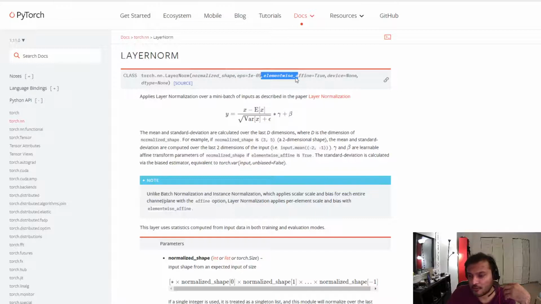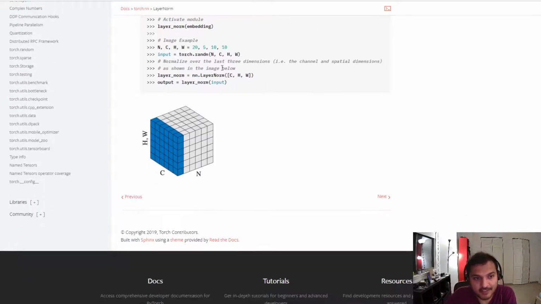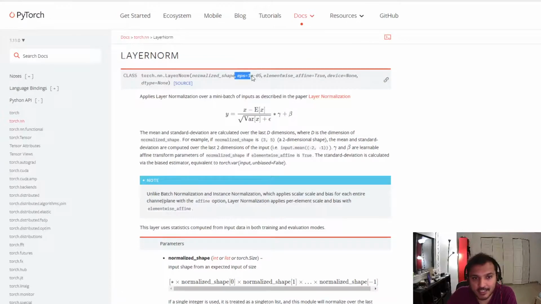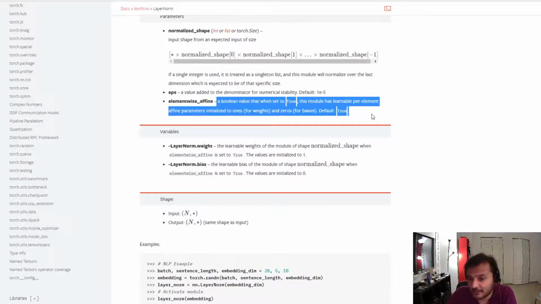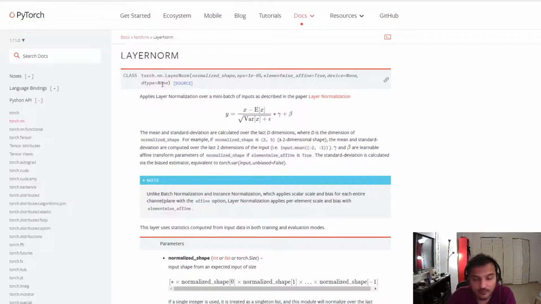Let me explain this again. Normalized shape is the shape across which you will compute your statistics. So in this NCHW array, layer norm was for each sample, you will compute the statistics within the sample. So you will aggregate all the values of the sample. For each sample, the dimensions would be C times H times W. So that's why. Epsilon is the same. Element-wise affine basically again tells you whether you want learnables or not. And that's pretty much it.